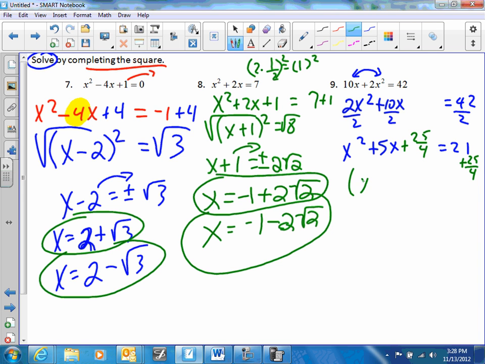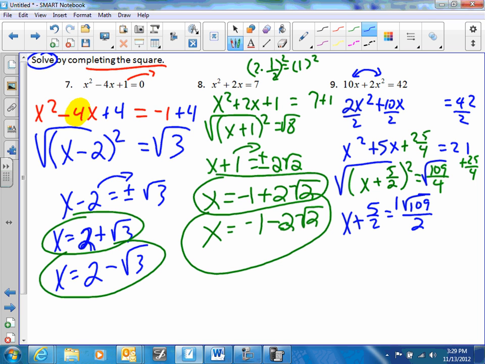Now, this becomes (x plus 5 over 2) squared equals 21 plus 25 over 4. Turns out to be 109 over 4. Now we're going to take the square root of both sides. x plus 5 halves equals, can't take the square root of 109, but you can take the square root of 4, and it's plus or minus. So when I subtract 5 halves on both sides, you get x is equal to negative 5 over 2 plus or minus the square root of 109 over 2.